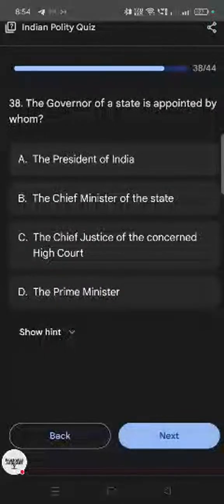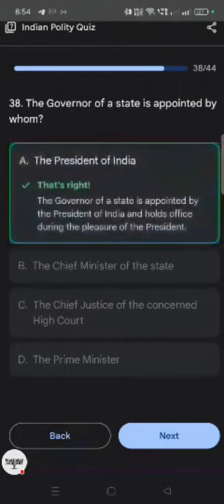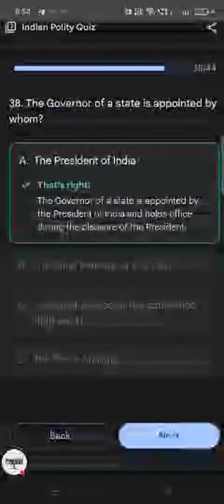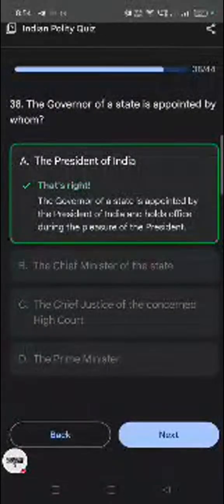The Governor of the state is appointed by whom? The President. The Governor of the state is appointed by the President of India and holds office during the pleasure of the President.